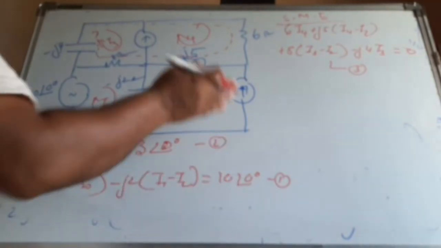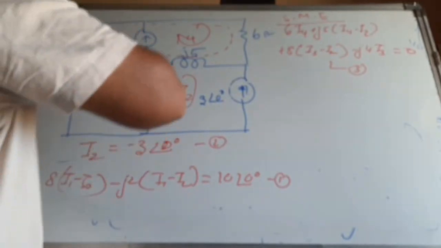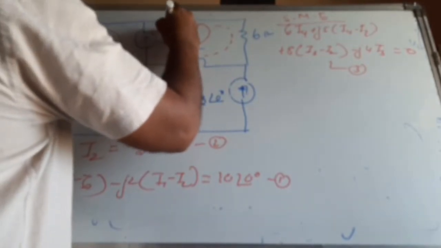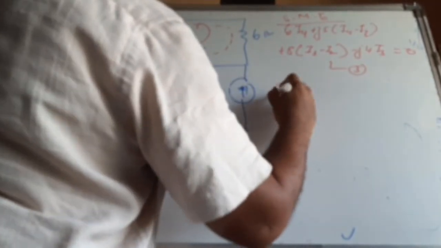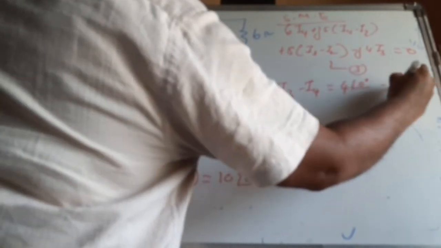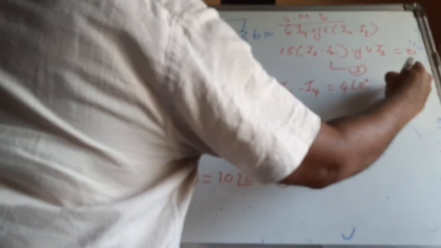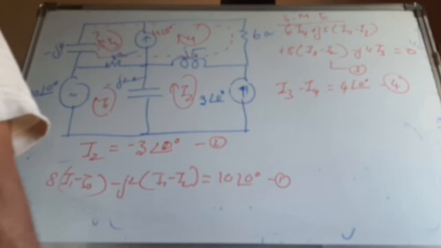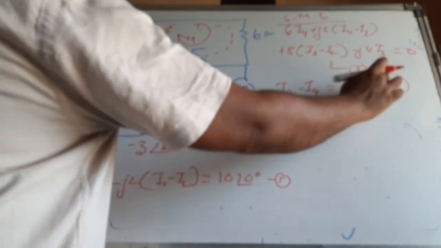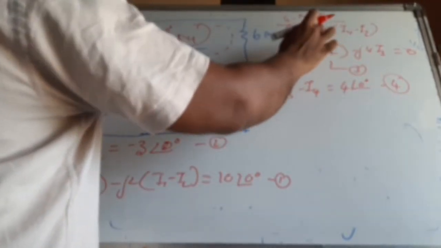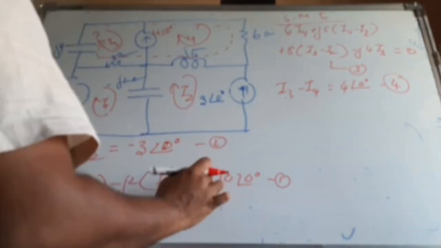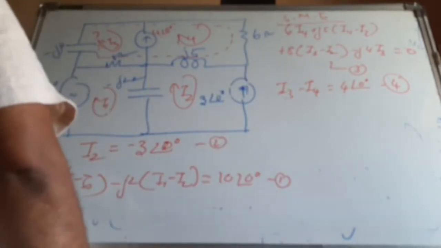Coming to the next one, I need to find another equation. How to write this? This current is given as 4 angle 0 degrees. So I can write this as I3 minus I4 equals 4. So now we have 4 equations: 1, 2, 3, and 4. Now you can substitute the values. Substitute I3 is equal to 4 plus I4. Now we can reduce. Substitute I2 is equal to 9. I'll get the answer. The final answer you have to get.